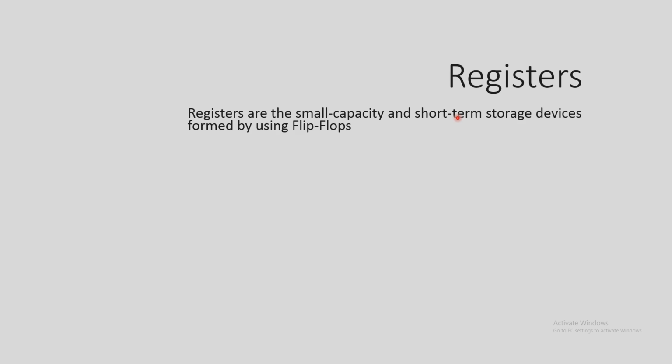So registers are small capacity and short-term storage devices, and of course they are formed by using flip-flops. We will see it a bit later. First of all, they have two different categories: buffer registers and shift registers. So let's take them up one by one.